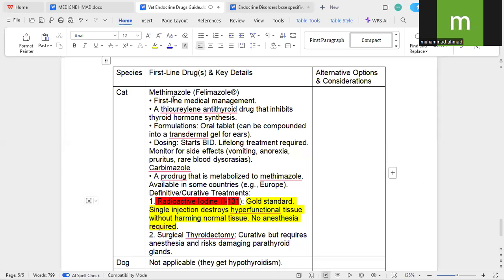So first we give methimazole for the short term. Then, after checking the condition, we go for the radioactive iodine.